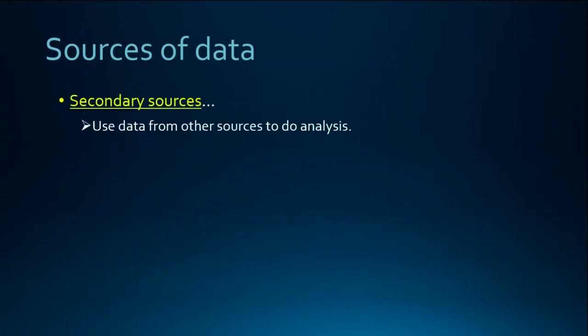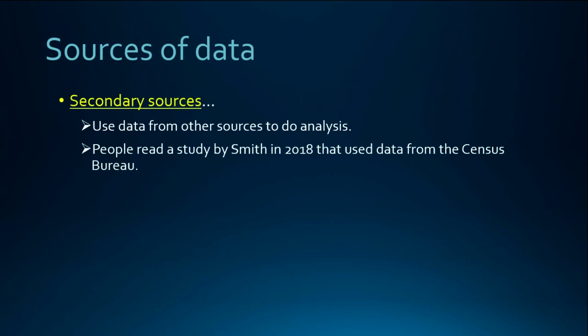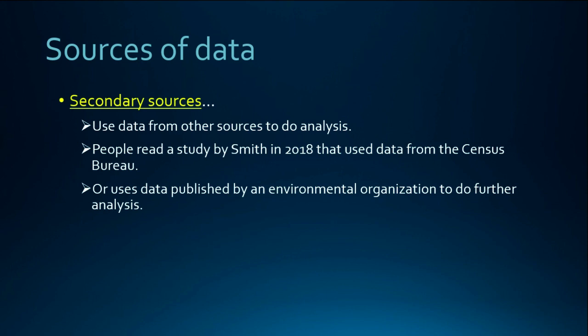Now let's talk about secondary sources of data. And these are going to be where they use data from other sources to do an analysis. So with secondary sources, we're using data from somebody else's work to do an analysis. So let's say that people are reading a study by Smith in 2018, but Smith 2018 used data from the Census Bureau. Now the Census Bureau is a primary source, right? But when Smith uses it, he's using it secondhand. So this becomes a little bit different. This would be making Smith a secondary source of information.